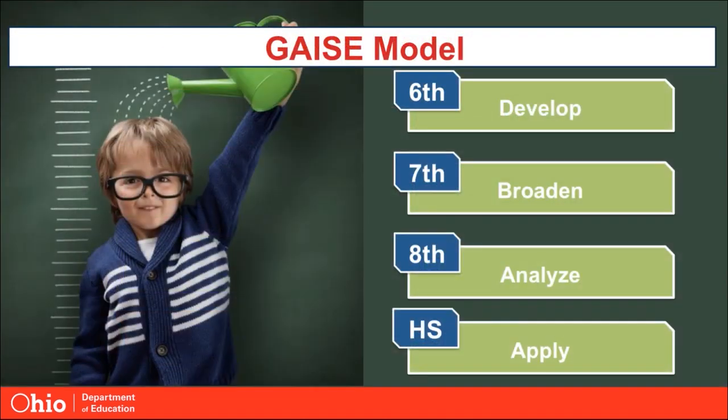In 6th grade, students will develop the framework of the GAISE model. Then in 7th grade, they will broaden their understanding. In 8th grade, they will use it to analyze data, and they will apply the model while using statistical reasoning in high school.